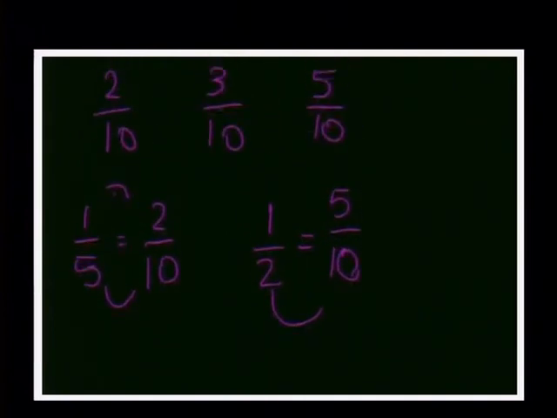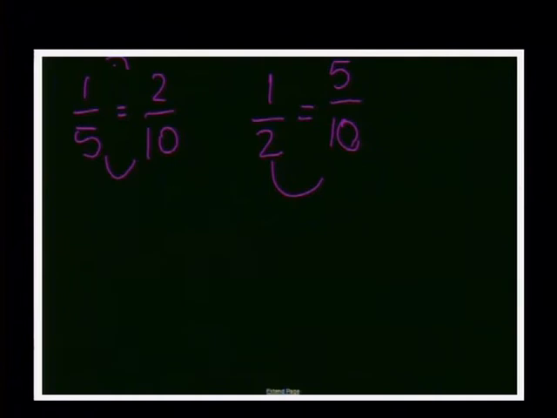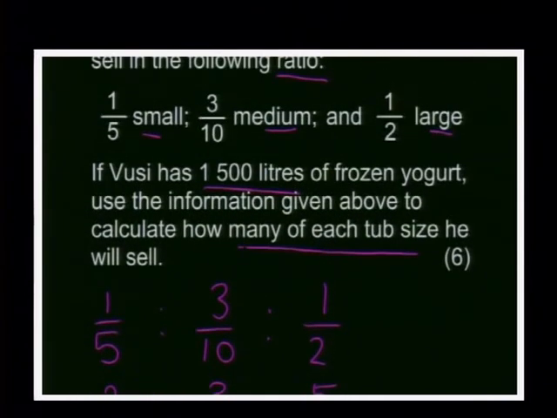I now can see that because I've got the same denominator, my ratio of small to medium to large is actually 2 to 3 to 5. And now the question said, go back to the question, if he uses 1,500 litres of frozen yogurt, use the information to calculate how many of each tub size. This goes back to the question I was dealing with when we were dealing with the juice, and we needed 2 litres of juice. We've got our total, how much frozen yogurt he needs. So, and we've got our ratio.